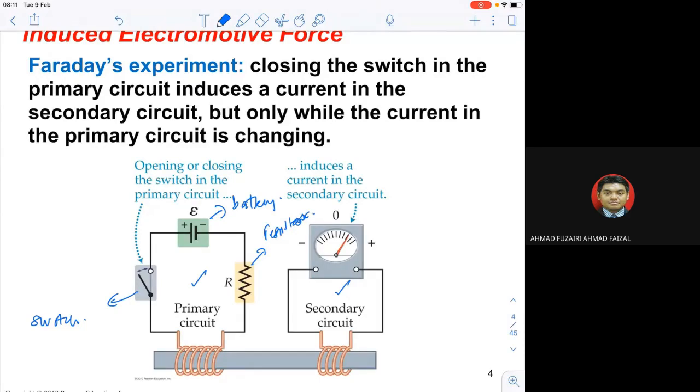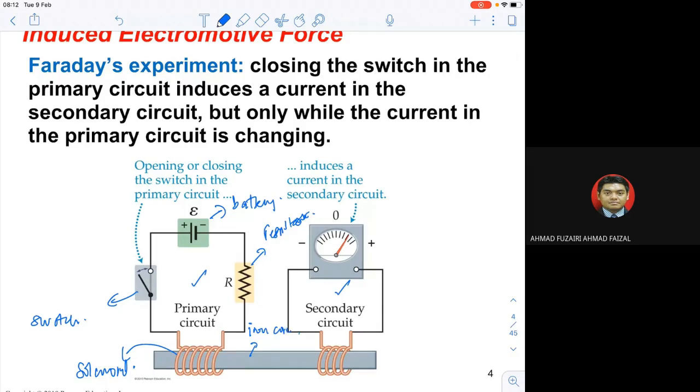Resistor. Okay, and also we will have some sort of current carrying wire, or should we call it a solenoid. Okay, we learned before this about solenoid: a series of wires that will experience a magnetic field. And then this is the iron core.